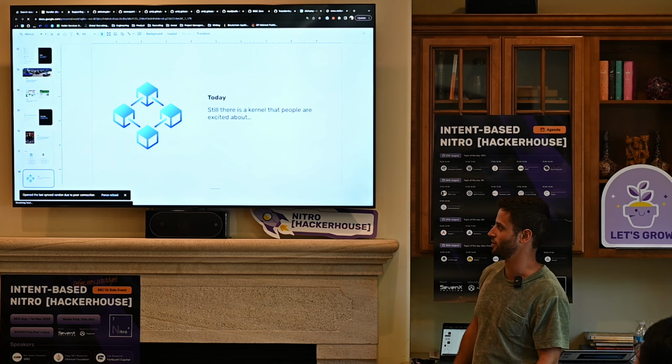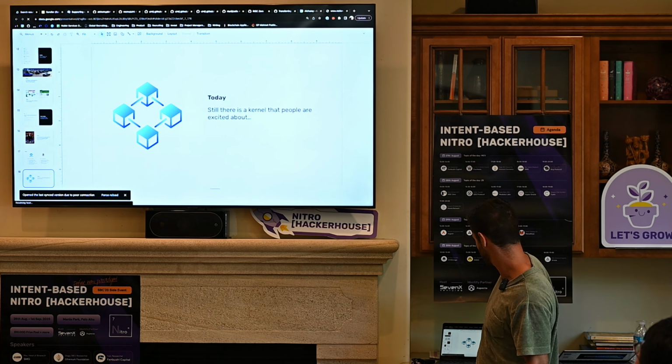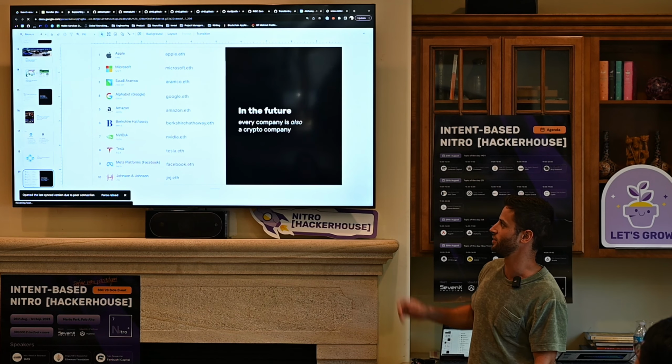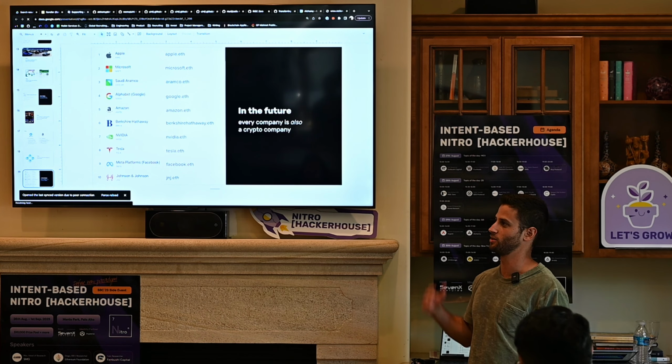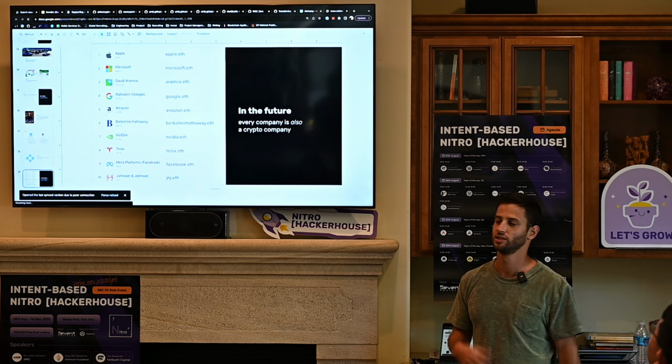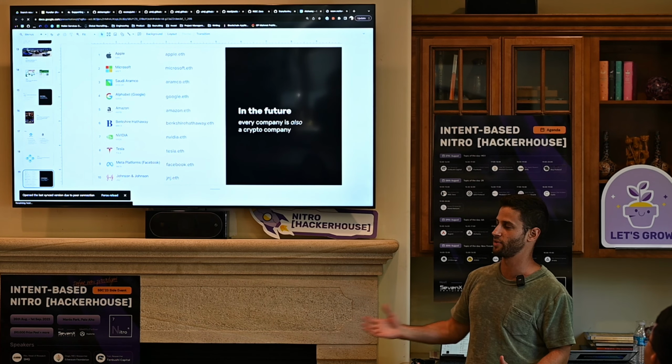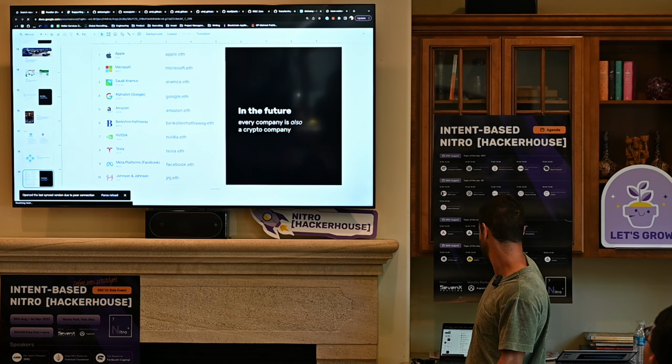Still, there's a kernel that people are very excited about blockchains. So how do we get to a future in which every company is also a crypto company? And again, that doesn't mean they have to be crypto forward, but how do they provide value to their users via their applications? And that can be predicated on crypto rails.